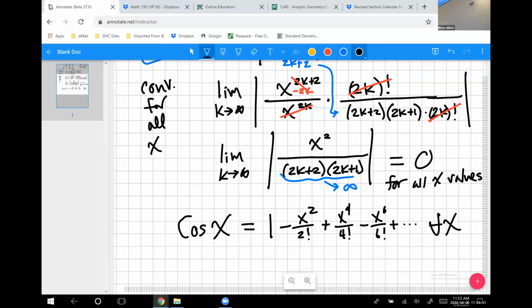That means that this infinite polynomial that we come up with using the Maclaurin series, the Taylor series centered at 0, that is cosine x. So cosine x is this polynomial. They're the same thing. Questions, comments, discussion?